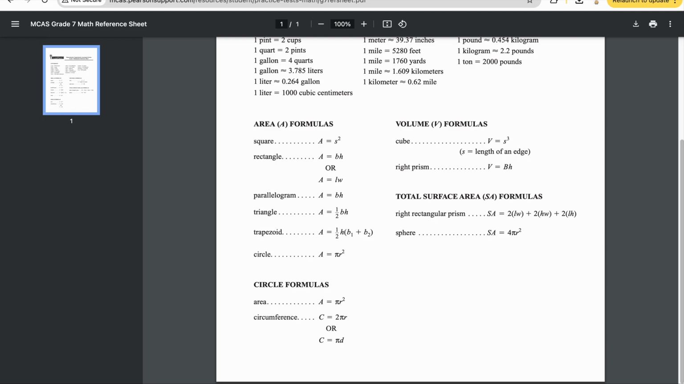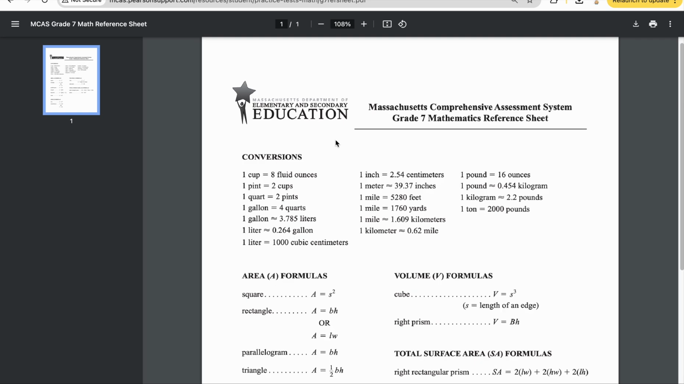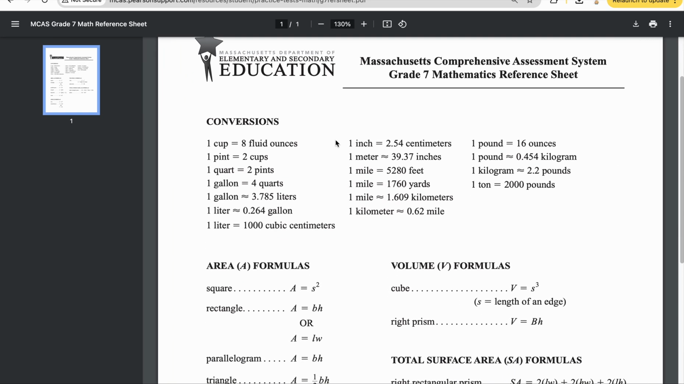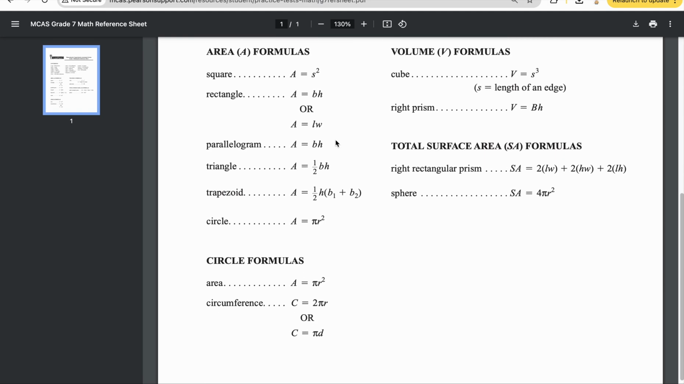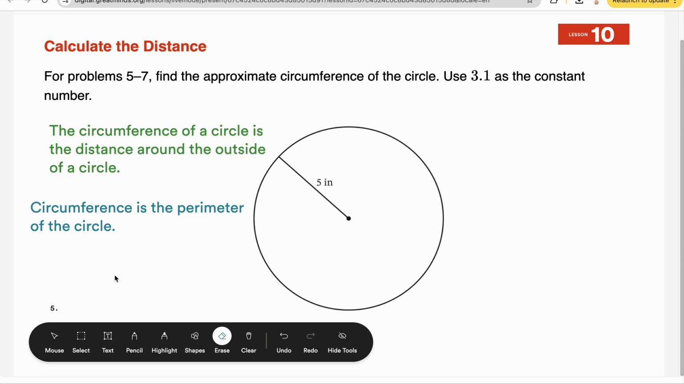So finding the circumference of a circle is another formula that we have on our MCAS reference sheet. So it's not anything that you're going to have to memorize just yet. So looking at the MCAS reference sheet, I can scroll down to this section where we're talking about the circle formulas, and we can see that it says circumference of a circle is equal to 2 times pi times r, or pi times d. So now we have to recognize and realize what those things mean.